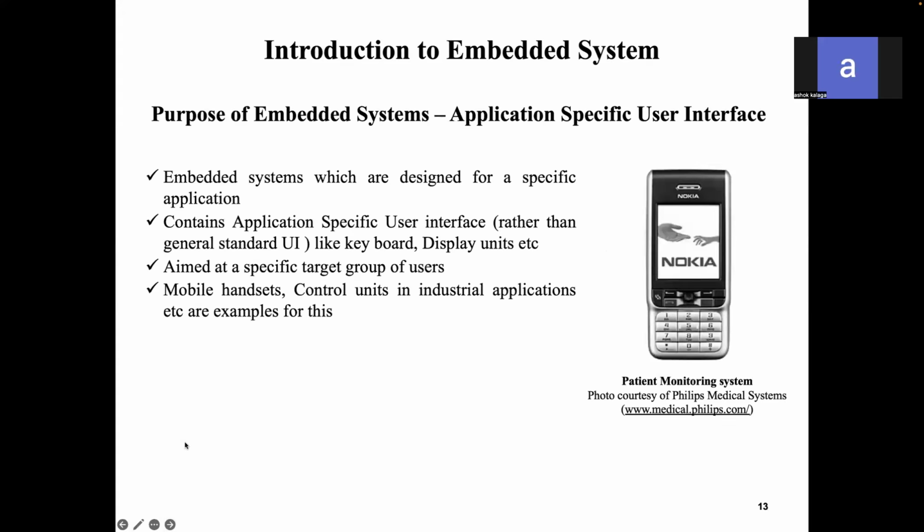Next, the last purpose here is the application specific user interface. These are the embedded systems designed for a specific application, which contain an application specific user interface rather than the general standard user interface like keyboard or display units, etc. So these are aimed at a specific target group of users. The mobile handsets and control units in industrial applications are examples of this.